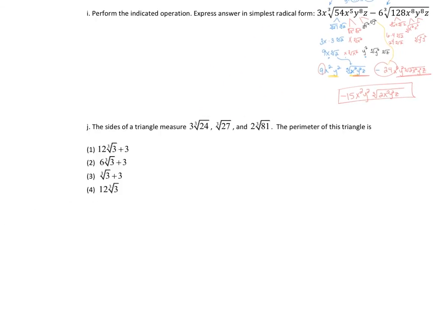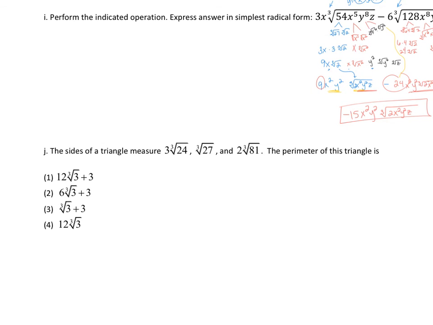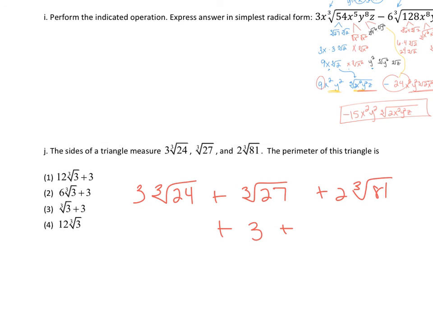It says the sides of the triangle are these, and the perimeter is what? So you're just going to remember that perimeter is when you add up all the sides. Okay, so first off, we should all know that 27 is a perfect cube. It's 3. And then we can go forward with this. So I'm going to think, what's the perfect cube inside of 24? Well, we know 8 is a perfect cube, and 8 times 3 is 24. And you get 3 times the cube root of 8 is 2, cube root of 3, plus 3. This will get me 6 cube root of 3, plus 3.